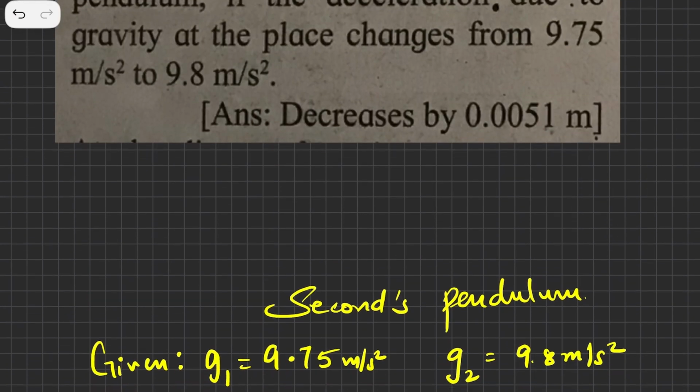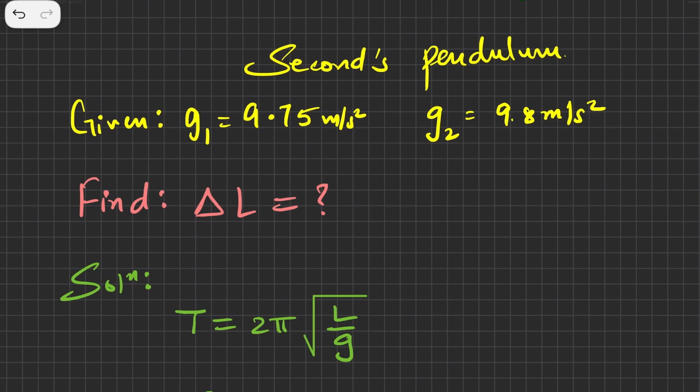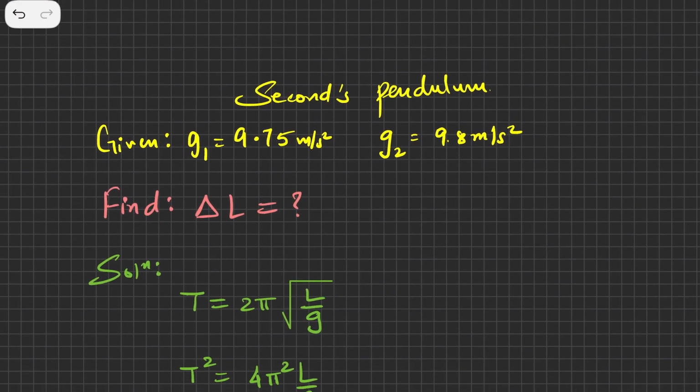So I'll represent that data into a tabular form. What is given to us is it's a seconds pendulum, and they have said that g1, that is the acceleration due to gravity at a place, is 9.75 and at another place it is 9.8. So what would be the change in length for a seconds pendulum?